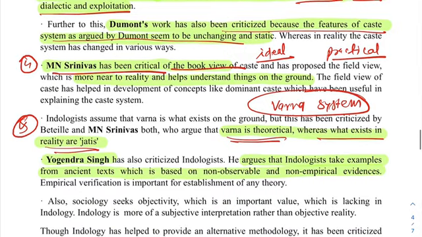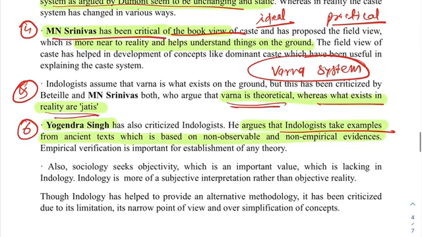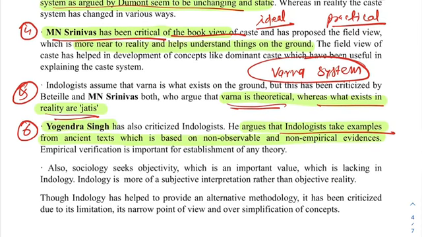Next, Yogendra Singh has also criticized Indology. Why? Because according to Yogendra Singh, Indological texts give examples from ancient texts which are non-observable, and it is possible they are based on some guesswork. So there is no empirical evidence for all these examples from ancient India. That is why he criticized the Indological approach. But in spite of the above criticism, the Indological approach is a quite significant approach which enriched our understanding of Indian society.